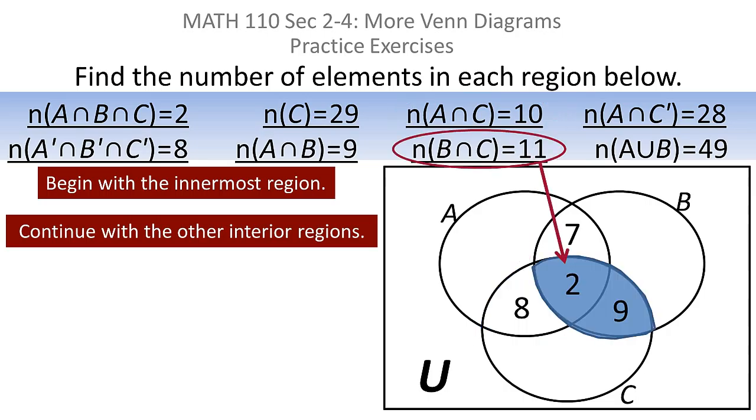And finally, I move to the third interior region. That's where B and C overlap. I want that to be 11. I already had the 2, so I have to add 9 more to get to 11.